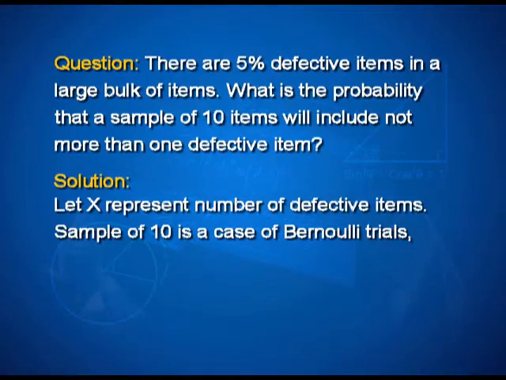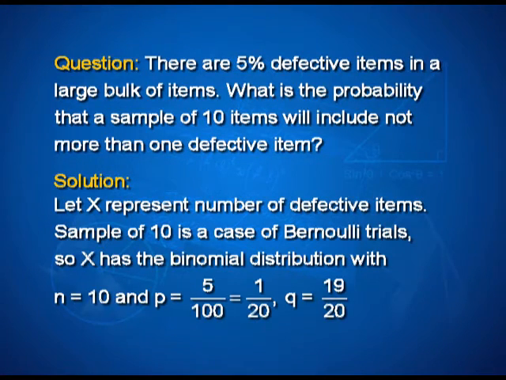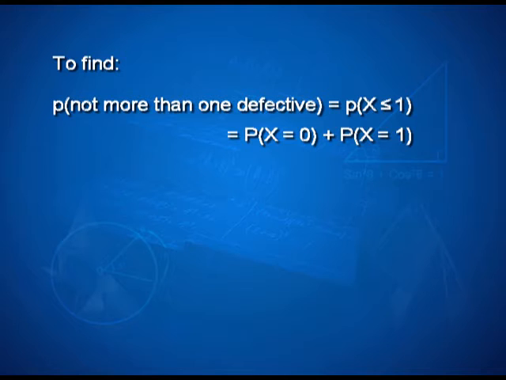So, it is a case of Bernoulli trials, and therefore, x has a binomial distribution with n equal to 10, the number of trials, p the success. As I said, there are 5% defective items. So, 5 over 100, so 1 by 20, and q, the probability of failure will be 19 by 20. We want to find the probability not more than one defective. That means, x must be less than or equal to 1. So, probability of x equal to 0 or probability of x equal to 1 we are looking at.